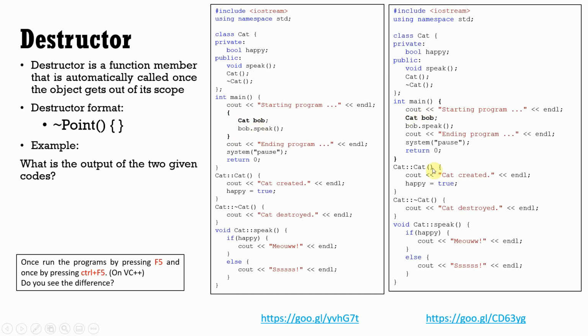However, for this example, which is very similar to the last one, it just doesn't have those curly brackets. The destructor for Bob is going to be called when we get out of the main function, because the scope of Bob is the main function.